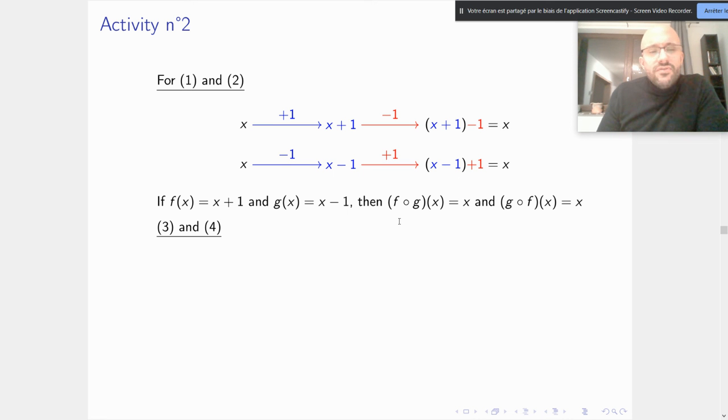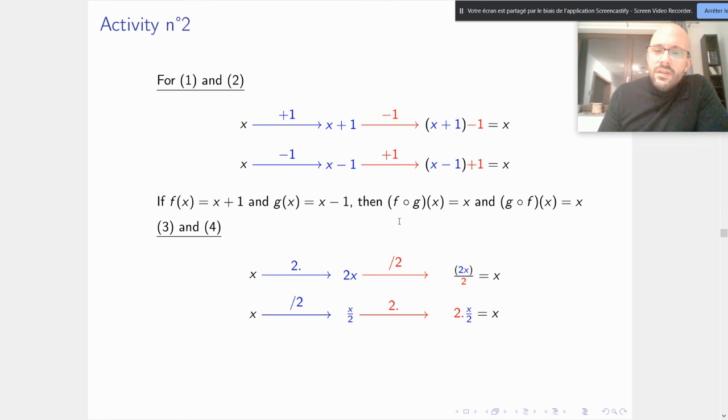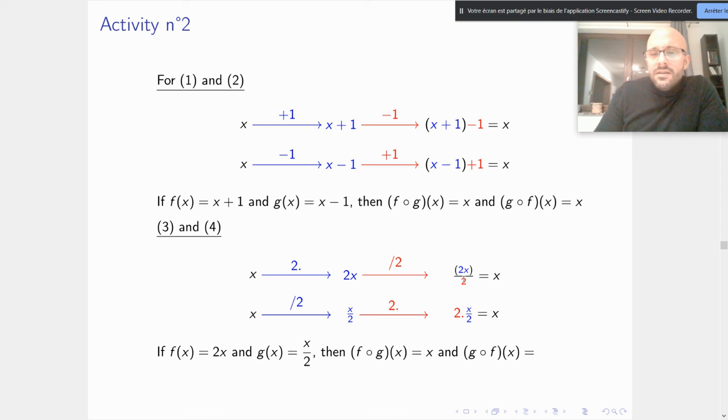Let's see what happens for 3 and 4. We had those little schemes. What were the two functions that we studied, analyzed? 2x and x over 2. And so, when we are analyzing f after g, it gives us also x. And g after f, here, g after f, it gives us also x.